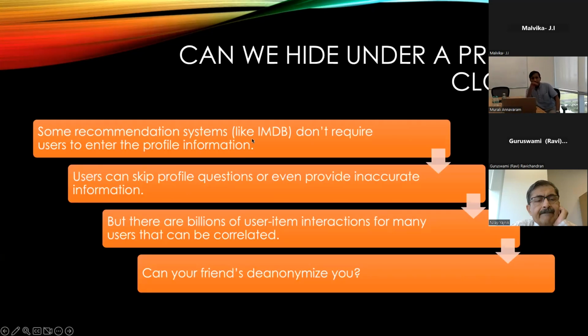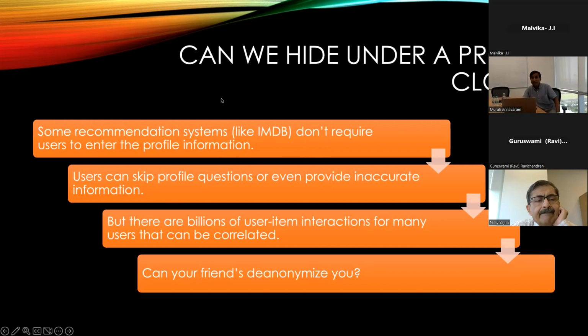Then the next attack that I wanted to show you is the sensitive attribute attack. So, we are all technologists. We say that we are very good about recognizing our privacy losses. And I'm going to create a privacy cloak around me. And what does that mean? It means that recommendation systems such as IMDb actually don't require you to enter any profile information. You just create your user ID and you say nothing about your age, your gender, your city, none of it. You say nothing about you.